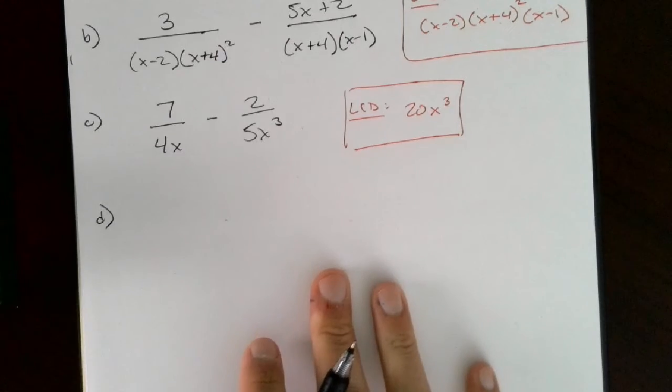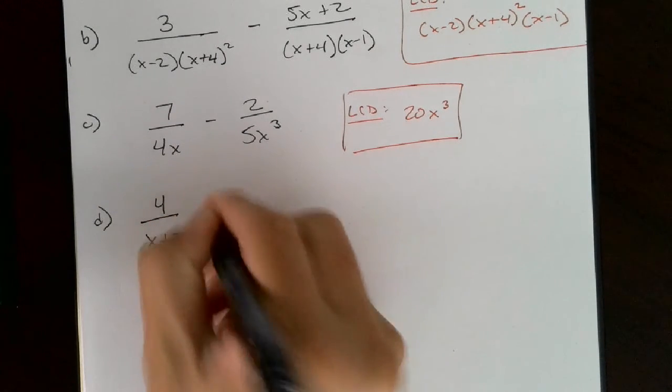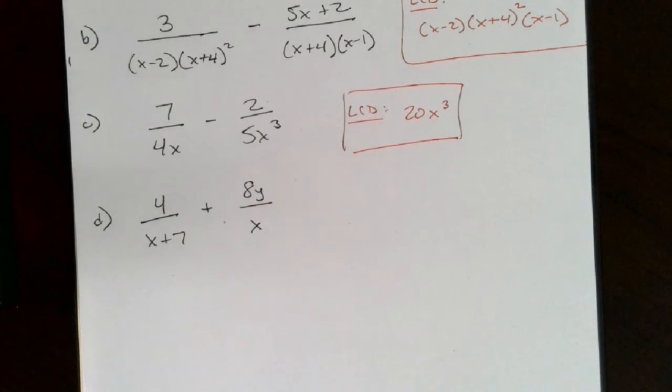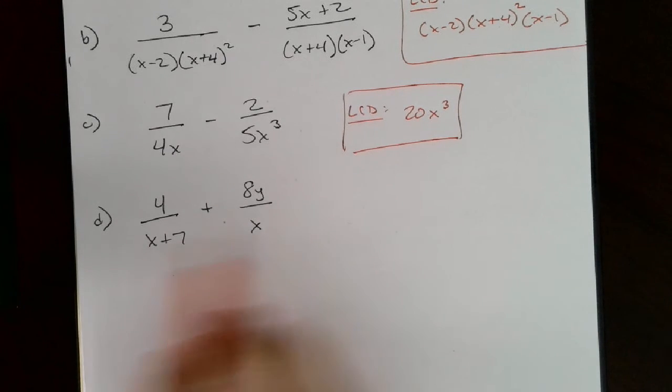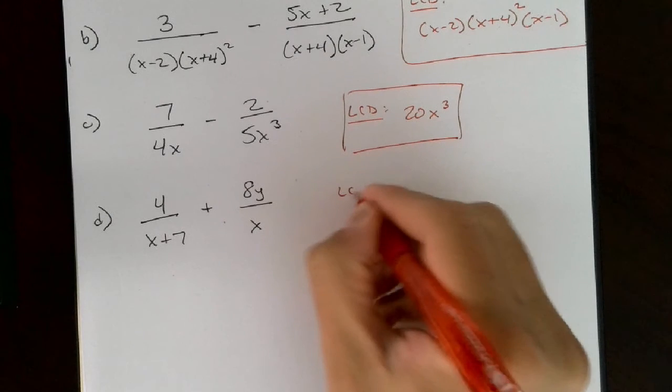How about this one here? If I said I had 4 over x plus 7 plus 8y over x. So first off, least common denominator, you need to factor each denominator completely. These denominators are both factored completely. We don't worry about the numerator here. And then I'm looking for the LCD.